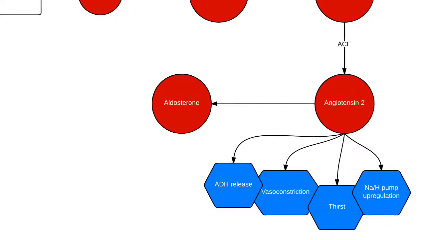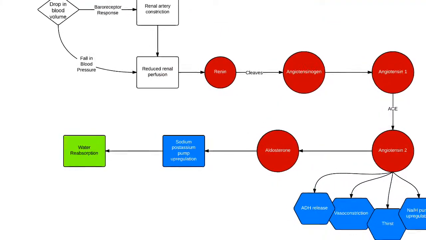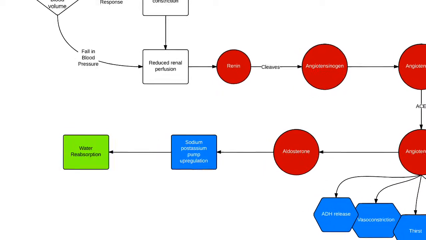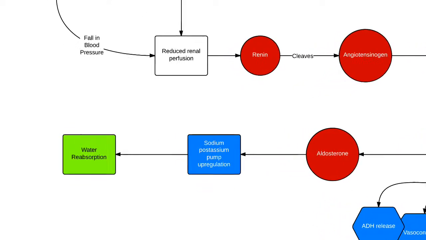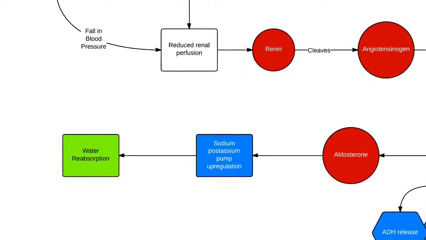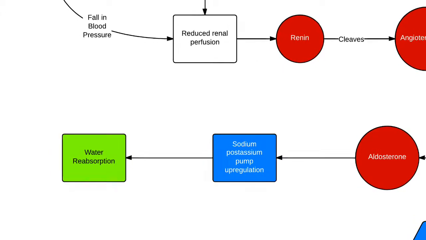And lastly, it will stimulate the release of aldosterone from the adrenal cortex. Aldosterone in turn upregulates sodium-potassium pumps, therefore increasing sodium reabsorption in the distal convoluted tubule. And since this is a steroid hormone, this is done through nuclear stimulation of the endothelial cells.